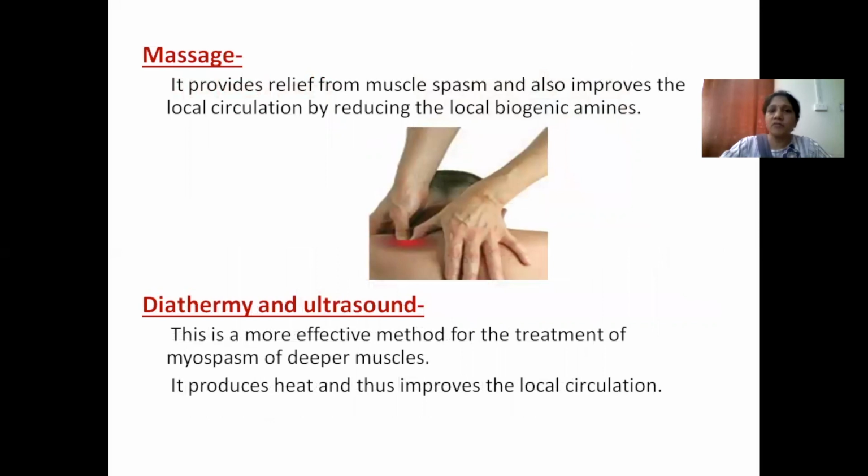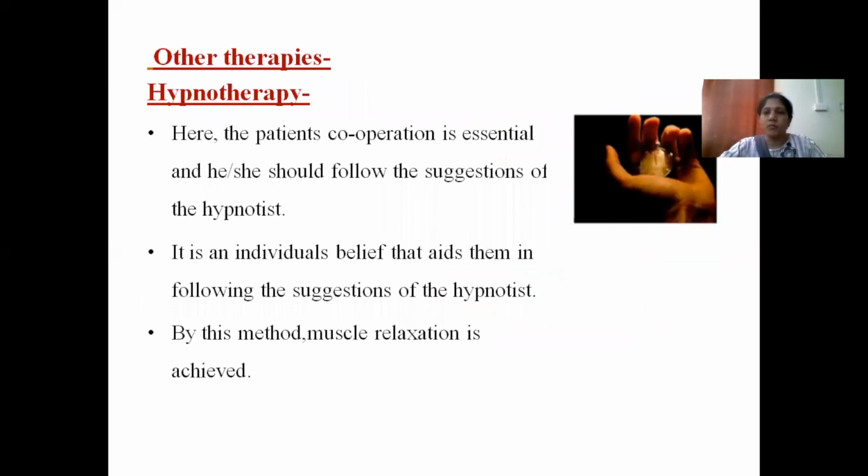Massage, I think we all have performed this massage technique, which improves the local circulation and reduces the pain by reducing the local biogenic amines. The next therapy is diathermy and ultrasound, very important because it improves the muscle spasm of deeper muscles. It produces heat and thus improves the local circulation.